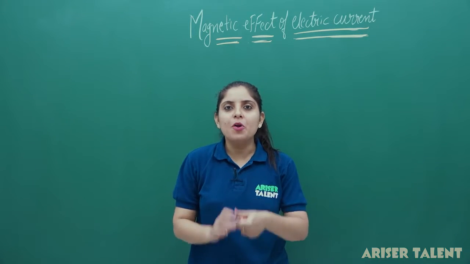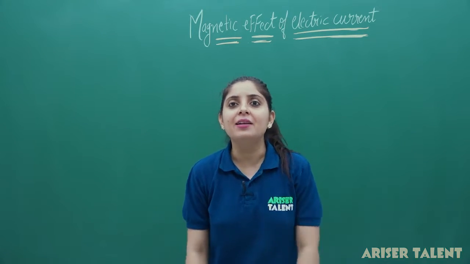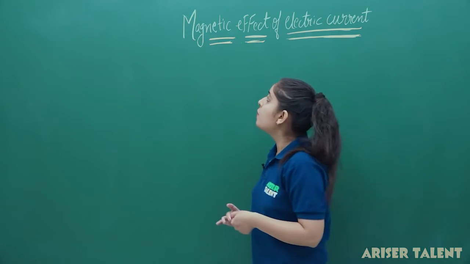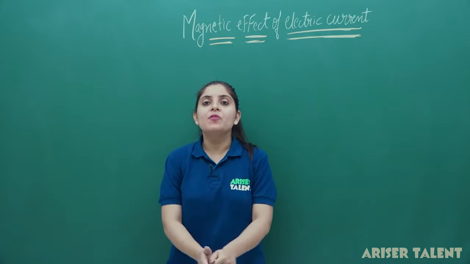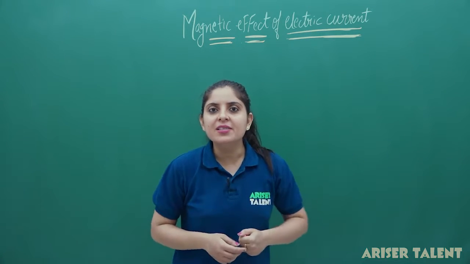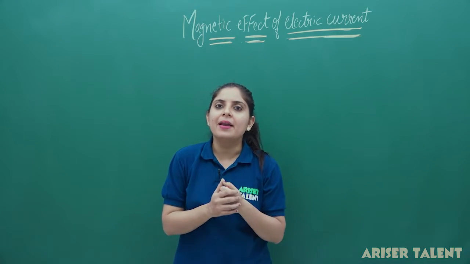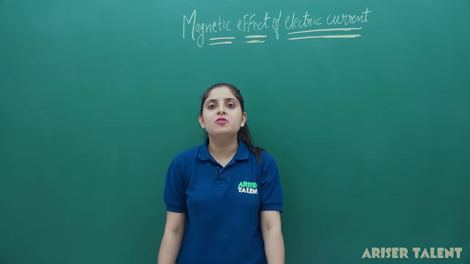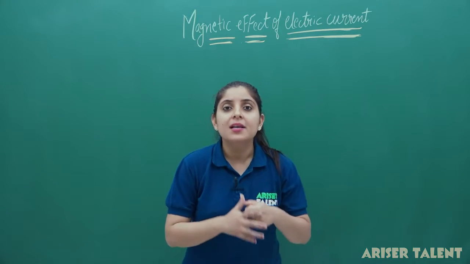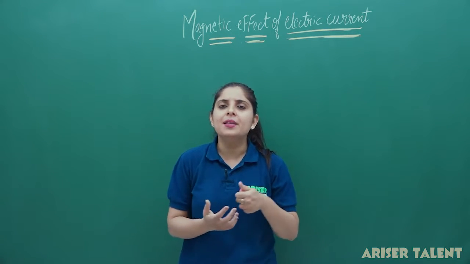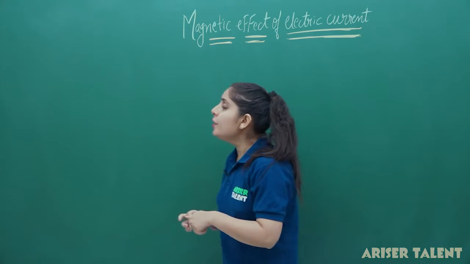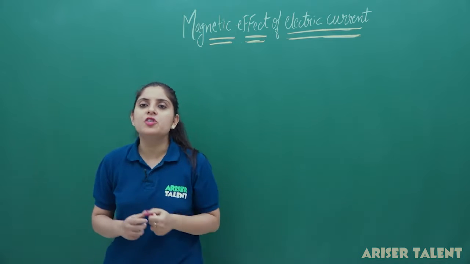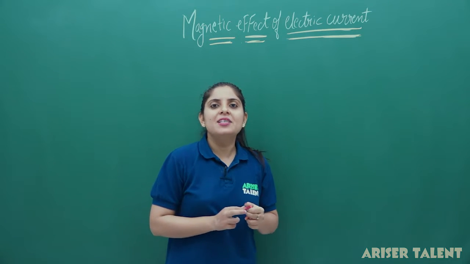So, welcome all of you to AriserTalent, and we had a discussion about chapter number 2 of our physics, that is about the magnetic effect of the electric current. Now, we have seen in the previous lecture about electricity and the magnetic effect of the electric current, we have just got an idea about the magnet, what are its types, and the basic properties of the magnet. So, today we are going to discuss many more features of the magnet. So let's start with the chapter.